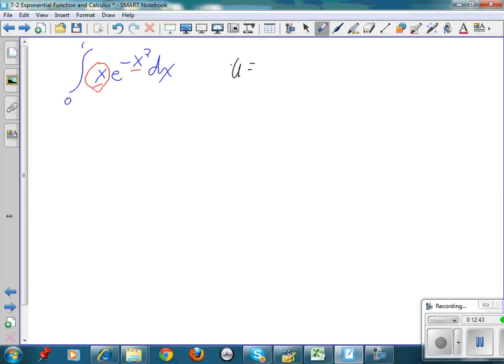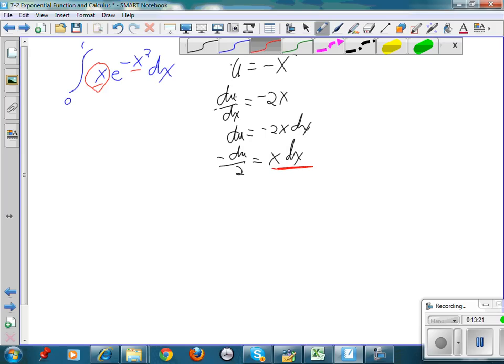Okay, so I say u is equal to minus x squared. What is then du? du dx is equal to minus 2x, which then implies that du, remember this is just a ratio, change in u over the change in x, du equals minus 2x dx, or minus du over 2 is equal to x dx. There's what I'd call the old knockout blow right here. So now my whole integral, I'm going to substitute back in. x dx is going to be minus du over 2, and then this guy becomes e to the u.